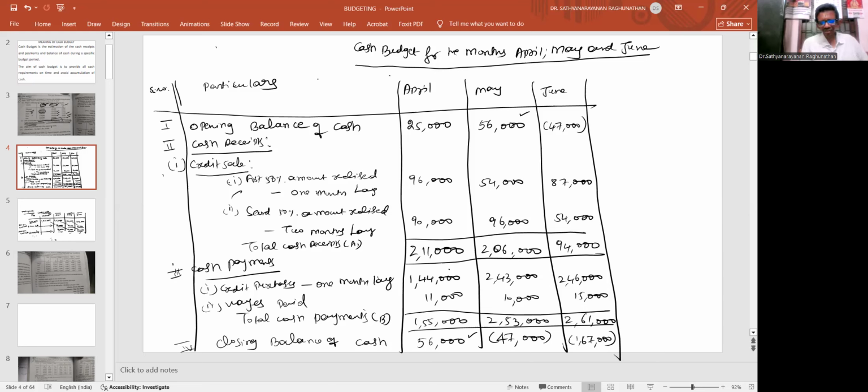So overdraft, negative balance if you get means that is the overdraft. Positive balance if you get means that is normal. So the cash payment is more than the cash receipts means then it will be overdraft and vice versa.